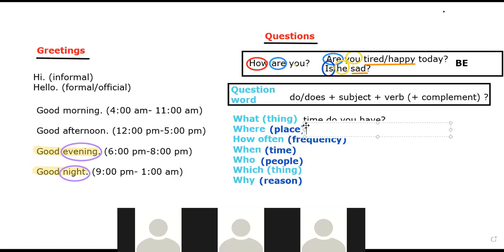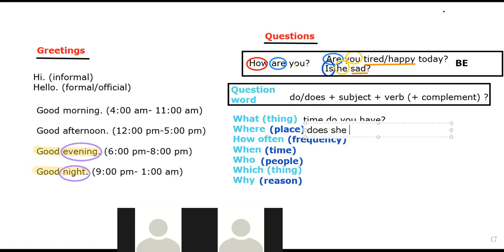Okay. We have where does, we're gonna use does this time. Subject, she, where does she go? We're gonna use the verb go. And I'm going to put in a complement, in the evenings. Where does she go in the evenings? ¿A dónde va ella en las noches? Right? So we have here where, and then does from does, subject she, and the verb go, and a complement in the evenings.